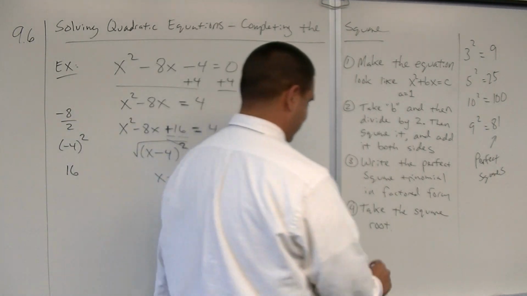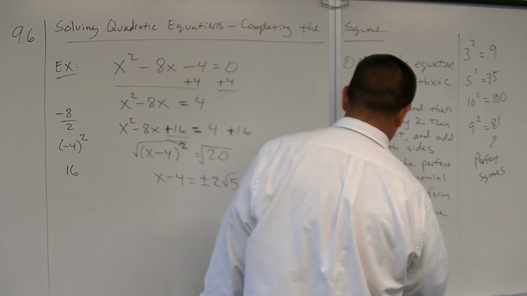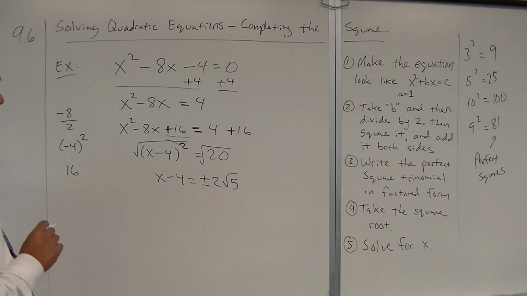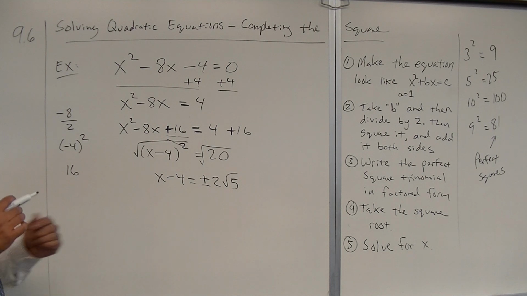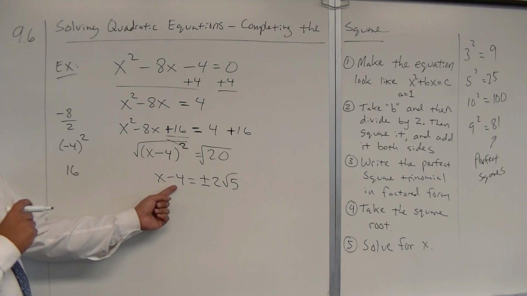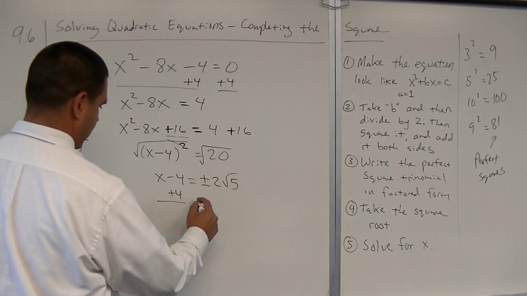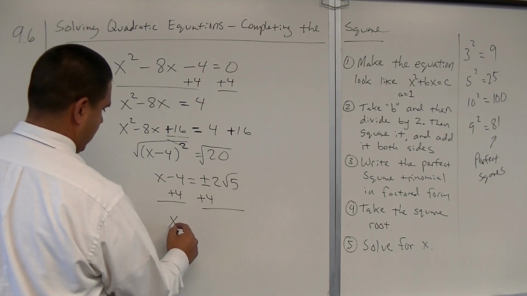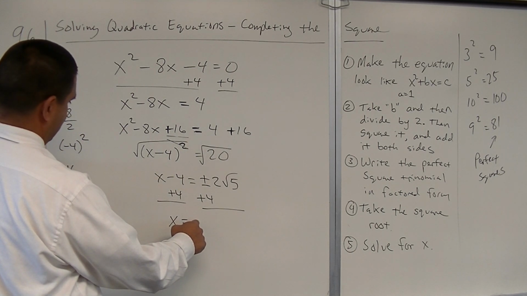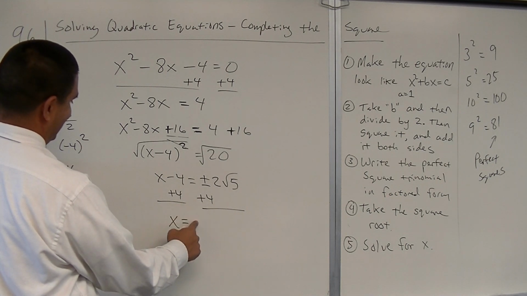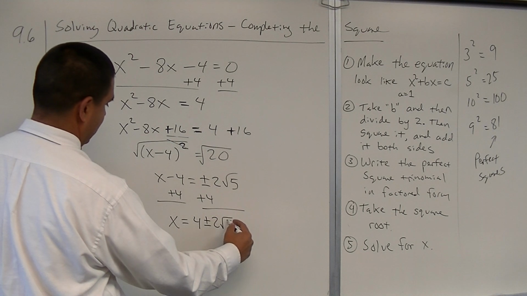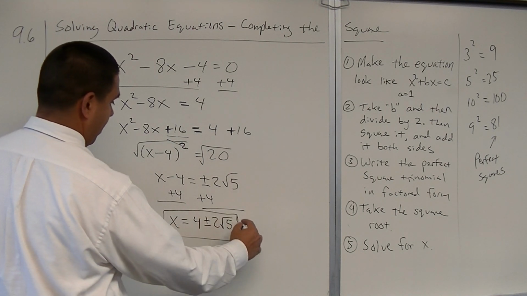And the last step, we have to solve for x. If I want x by itself, we have to isolate the variable. Add the 4. So x equals 4 plus or minus 2 square root 5.